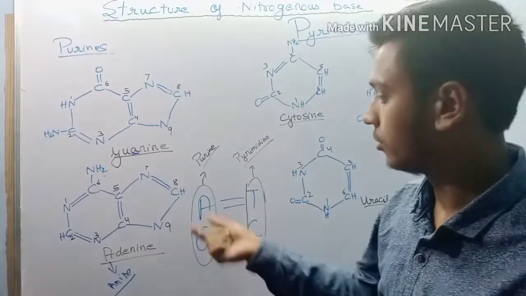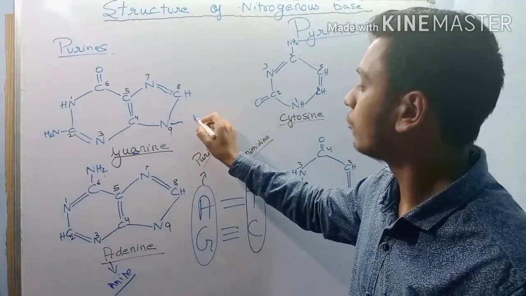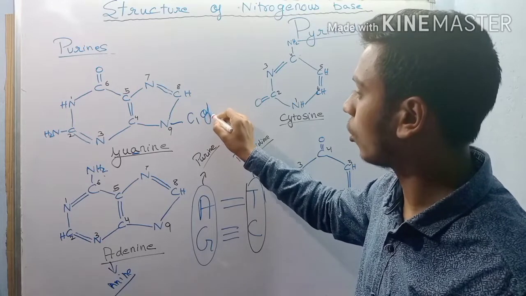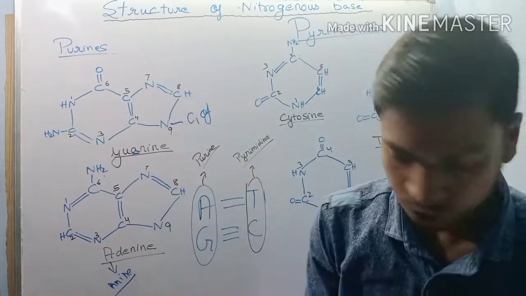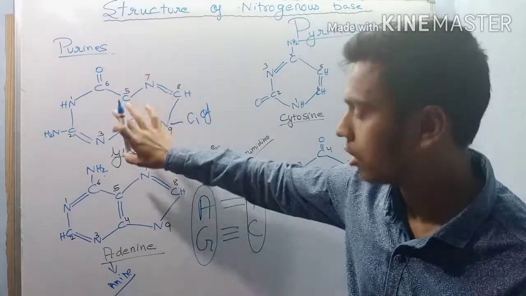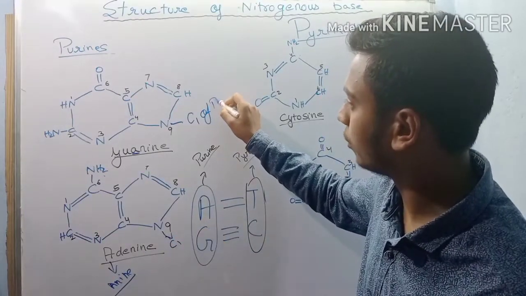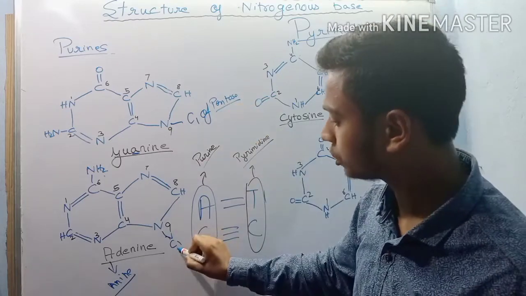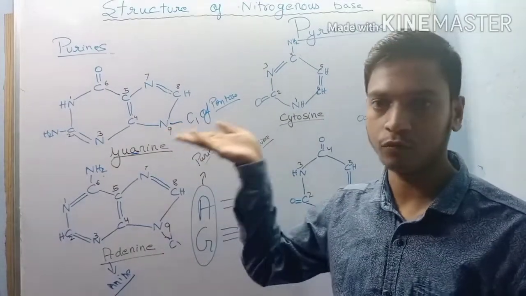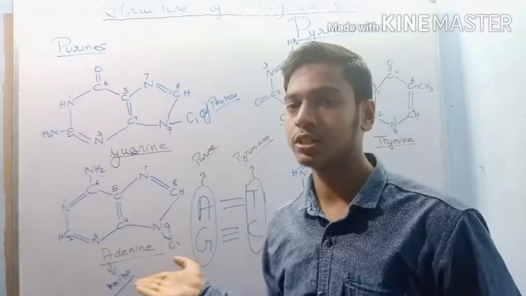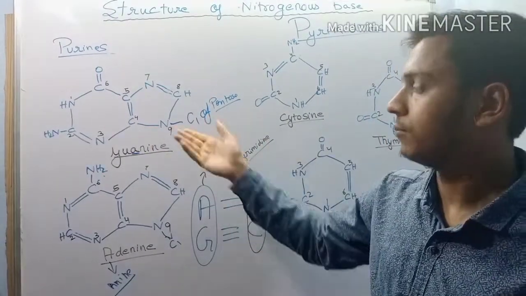And next thing I have told you: the ninth position nitrogen is attached with the first carbon of the sugar molecule, that is the pentose sugar, which I have discussed earlier. The ninth position of the guanine or the ninth position of the adenine, both are attached to C1 of what? Pentose sugar. C1 of pentose sugar means the first position of the carbon of pentose sugar is attached with the ninth position of the nitrogen. Here also the first carbon is attached with the ninth position of the adenine. Both are in the purine form, you can say purine also.